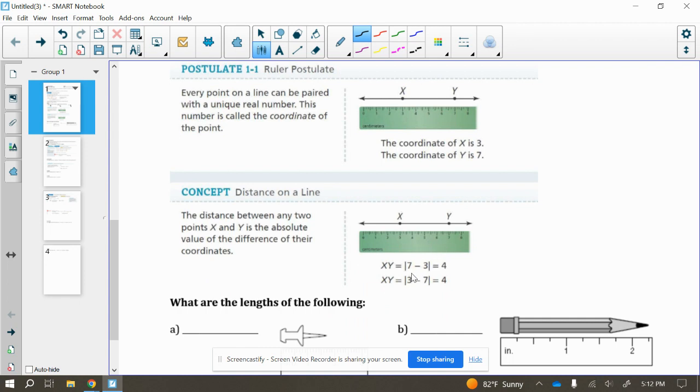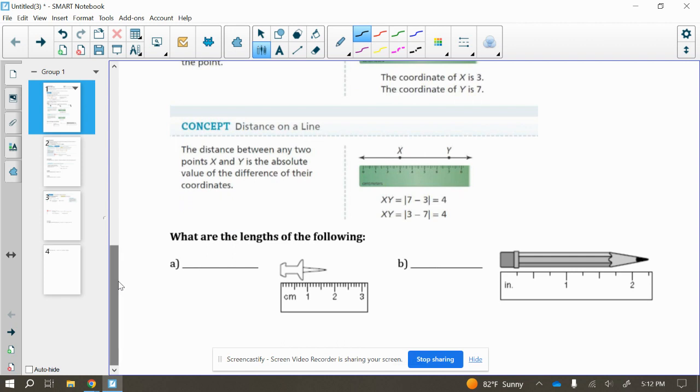Now notice the use of the absolute value bars on this. Distance is always a positive number. Even if you move backwards 2 feet, you say that you move 2 feet, not -2 feet. So whether you do 7 minus 3 and get 4, or you do 3 minus 7 and get -4, you're taking the absolute value of it so that your distance is always a positive number.